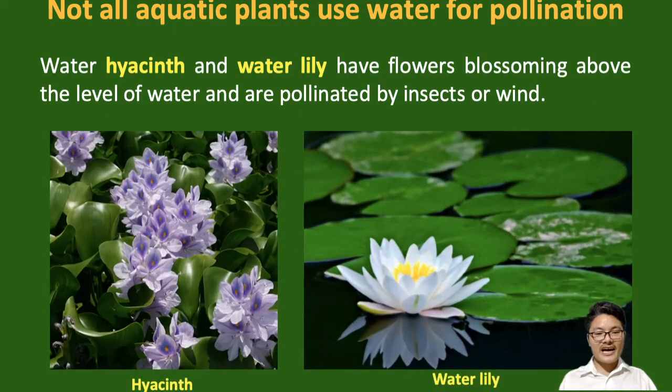Now, not all aquatic plants use water for pollination. We have water hyacinth and water lily, which use insects for pollination, and even wind. So water hyacinth and water lily are aquatic plants in which pollination is done by insects or wind.